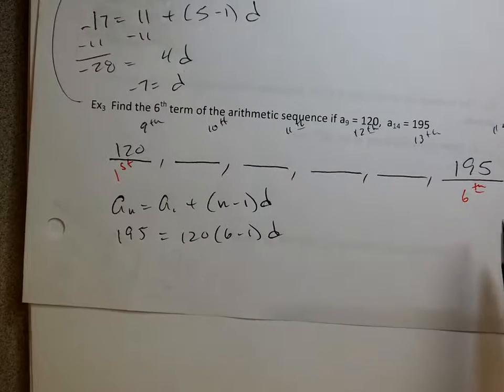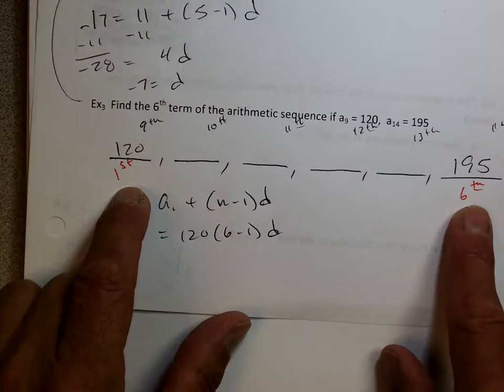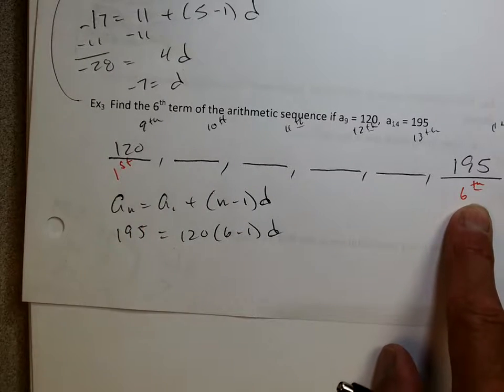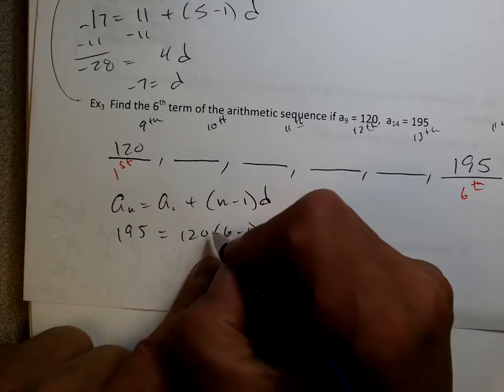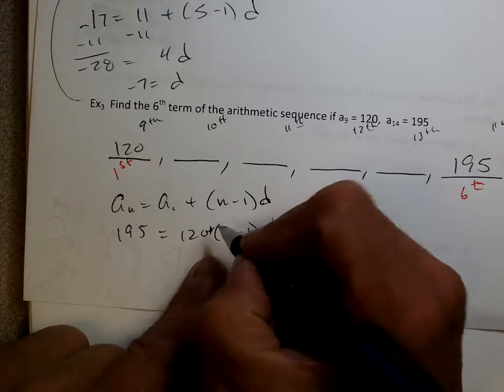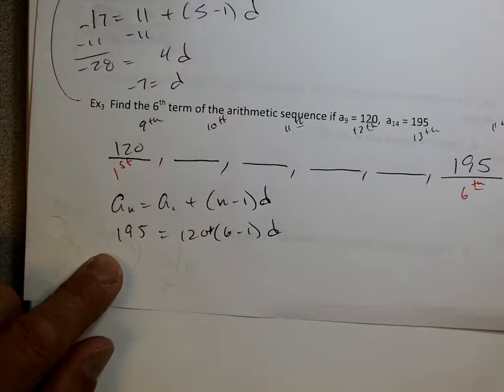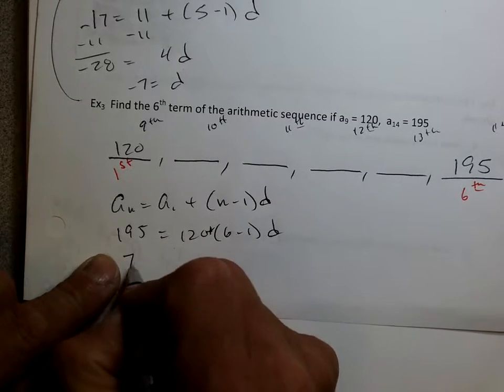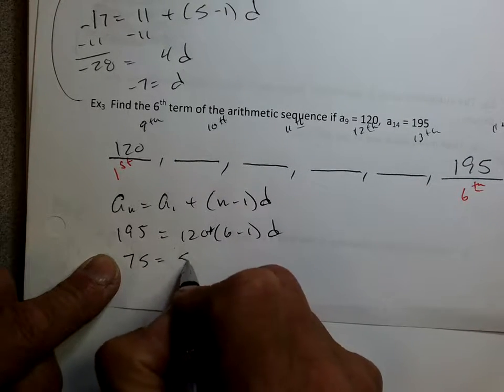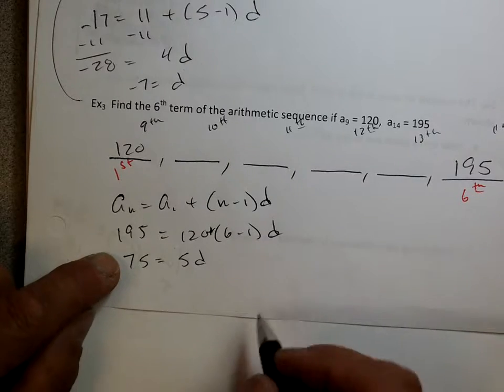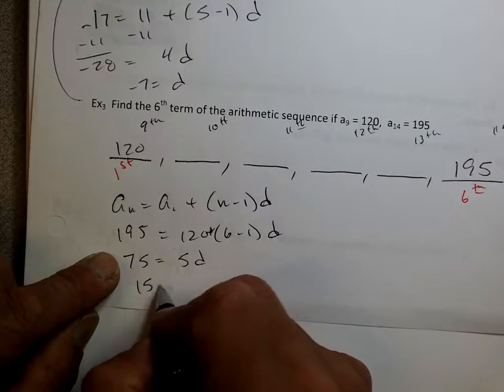Even though 195 is really my 14th term, I'm going to slide myself up and look at ninth being the first term and 195 being the sixth term. Okay, so then I can find out, it's supposed to be a plus there, isn't it? Plus, my bad. So 195 minus 120 is 75, which is equal to 5D. Divide, and I get 15. So the difference is 15.